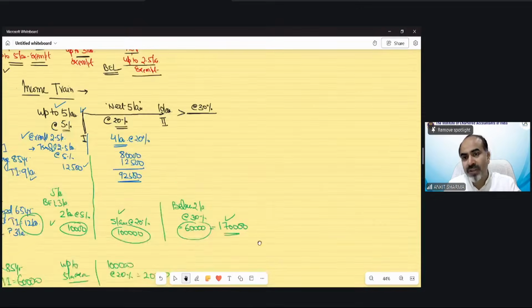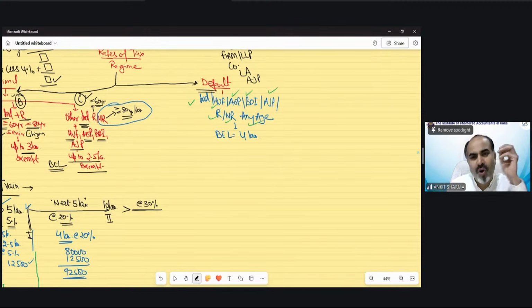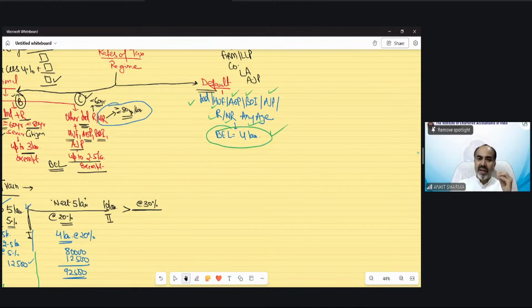So that was the optional tax regime. Now, in case of the default tax regime, it's very simple. It says whether you are an individual, HUF, AOP, BOI, AJP, resident, non-resident, any age. In case of the optional tax regime, you have three categories for individual, HUF, AOP, BOI, AJP. In case of the default tax regime, there's only one case. In all these cases, the fixed basic exemption limit is 4 lakh rupees. Whatever age it is, whether you are a resident or non-resident, does not matter. The basic exemption limit is 4 lakh rupees.